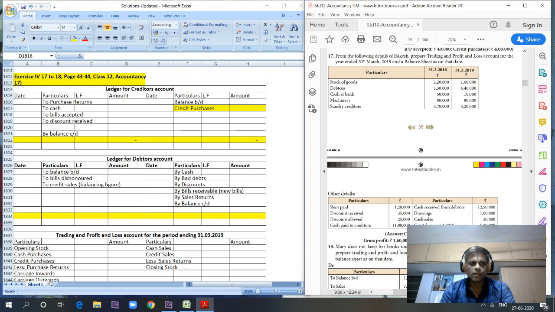So, from the following details of Rakesh, prepare trading and profit and loss account for the year ended 31st March 2019 and a balance sheet as on that date. We have information of beginning and closing balance for stock, debtors, cash at bank, machinery, and sundry creditors. We also have other details like rent paid, discount received, discount allowed, cash paid to creditors, cash received from debtors, drawings, cash sales, and capital at the beginning of the year.